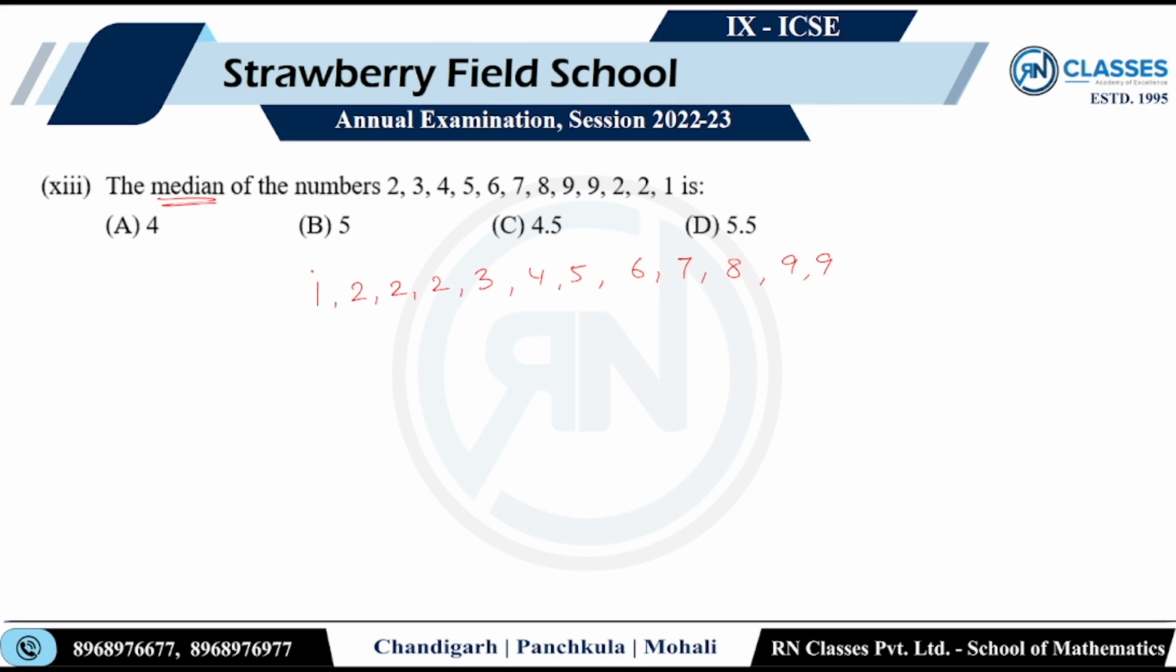So how many numbers are there? 1, 2, 3, 4, 5, 6, 7, 8, 9, 10, 11, 12. 12 means the middle two. 1, 2, 3, 4, 5 अलग, 5 इधर अलग, बीच के दो numbers मिल गए मुझे. So middle two numbers, add them up, 9 divided by 2, which gives you 4.5. This is the median. C part.